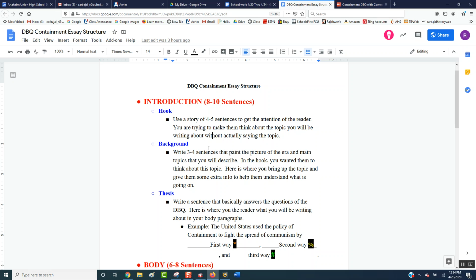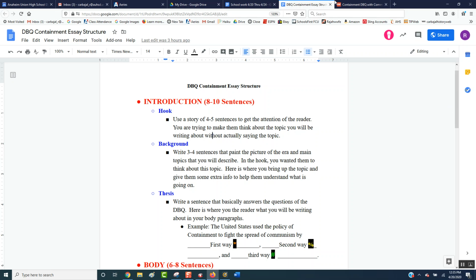What's the era we're talking about? What are the main topics that are being described? In the hook, you want them to think about the topic. Here, you bring up the topic and give them extra information to help them understand what's going on. And then in the thesis, you write the sentence that basically answers the question or questions of the DBQ. Here is where you tell the reader what you will be writing about in your body paragraphs. Example: the United States used the policy of containment to fight the spread of communism by this, comma, this, comma, and that, period.